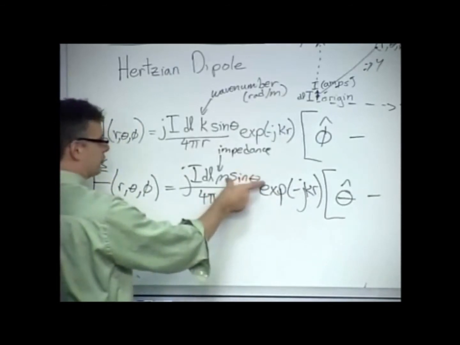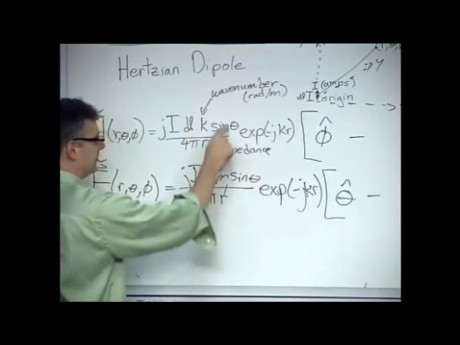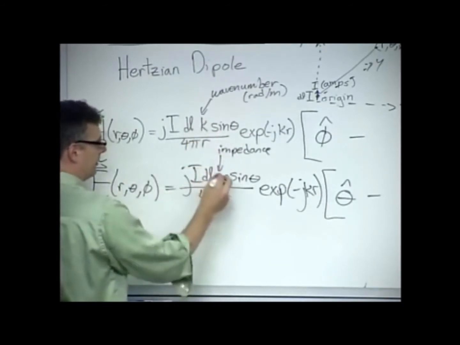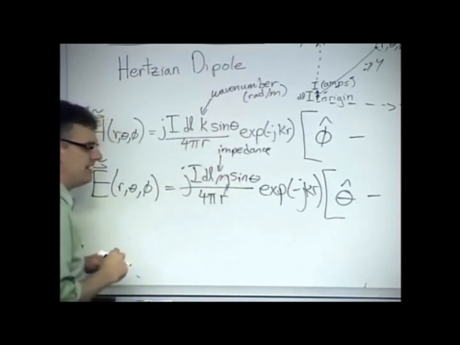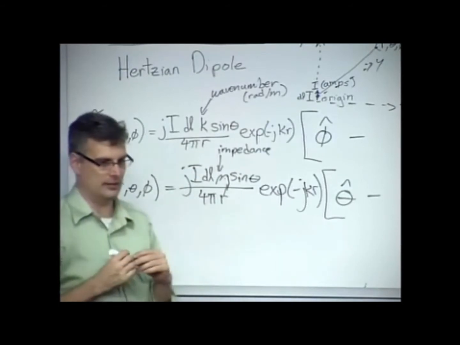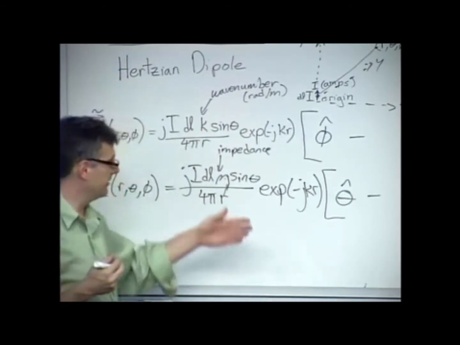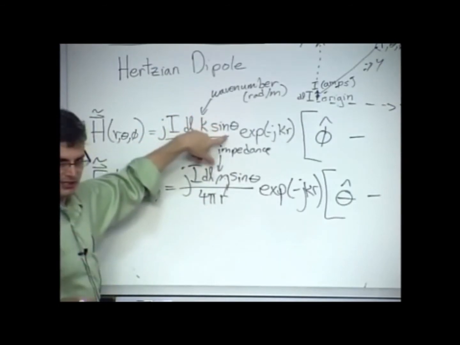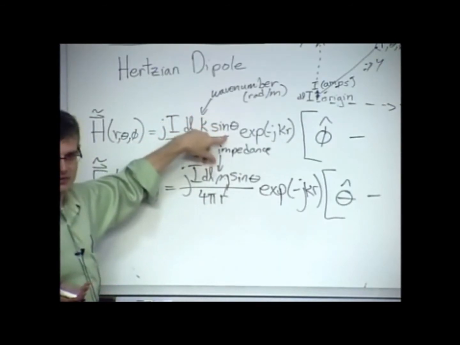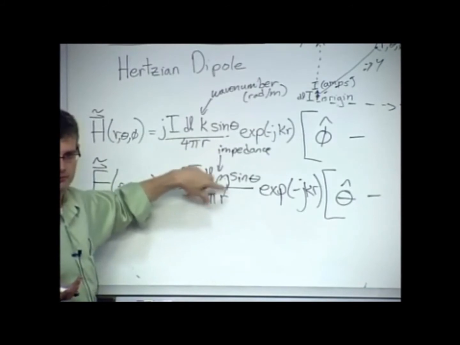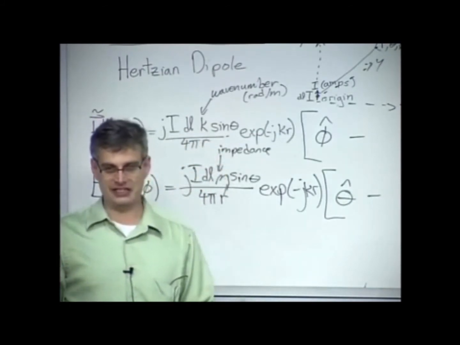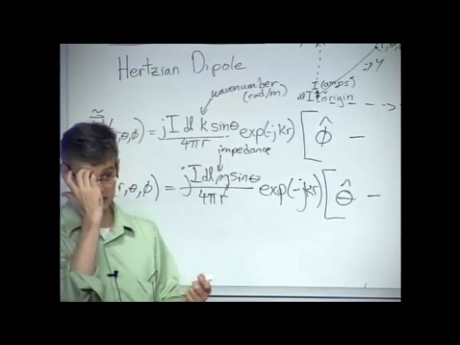I get some angular dependence here. Here's sine theta in both terms. In fact, these are identical terms, except they differ only by that impedance constant. That makes sense, right? This is magnetic field in amps per meter. I need something to multiply by impedance to get volts per meter. And impedance is the natural ratio of E and H that a medium transports, such as free space.